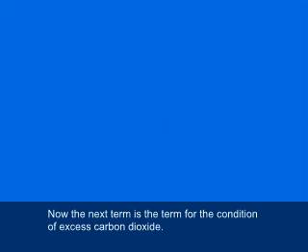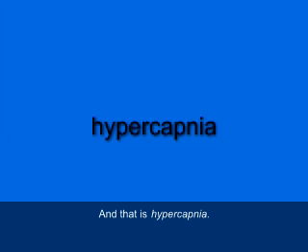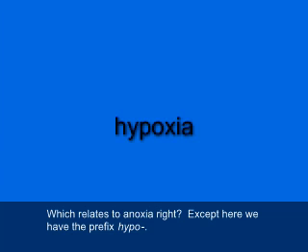Now, the next term is the term for the condition of excess carbon dioxide. And that's hypercapnia, spelled H-Y-P-E-R-C-A-P-N-I-A. Hypercapnia. Now we have two more terms we have to be a little careful of because of their word parts. The first one is hypoxia, which relates to anoxia, right? Except here we have the prefix hypo.